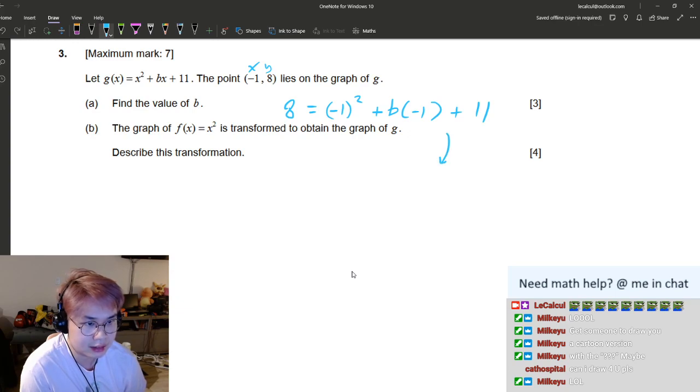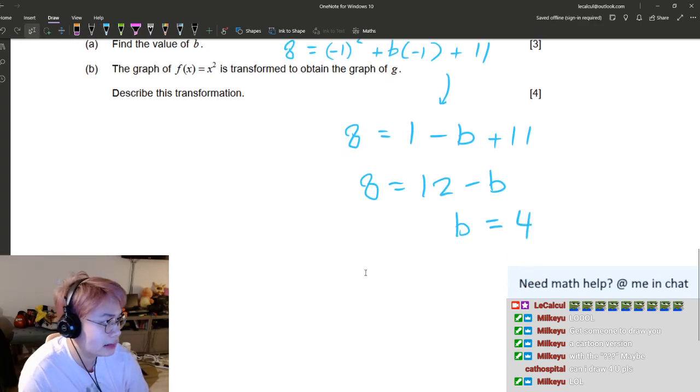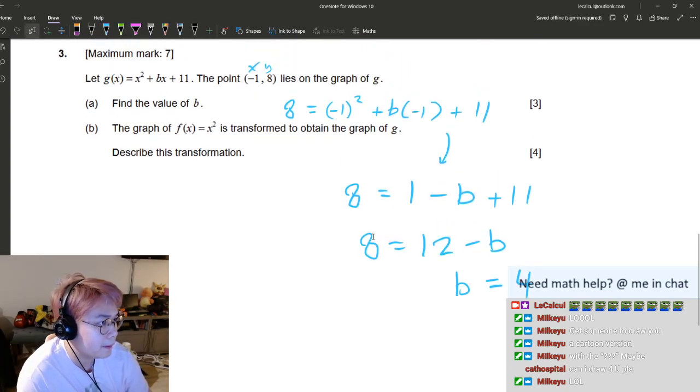Let me just clean this up a bit. So negative 1 squared is 1, negative 1 times b is minus b, plus 11. 1 plus 11 is 12. If 12 minus b is 8, then b has to be 4. Okay.